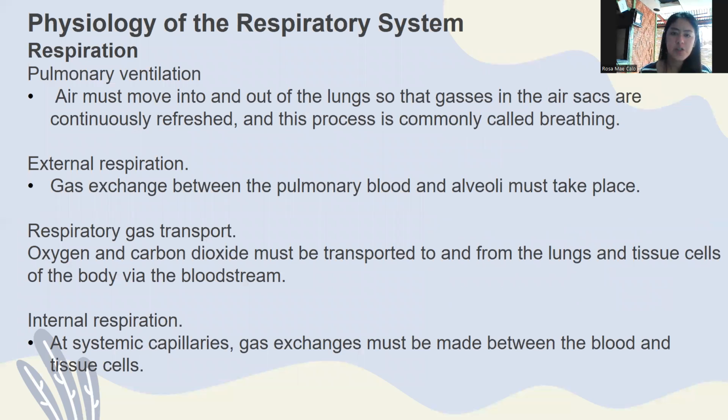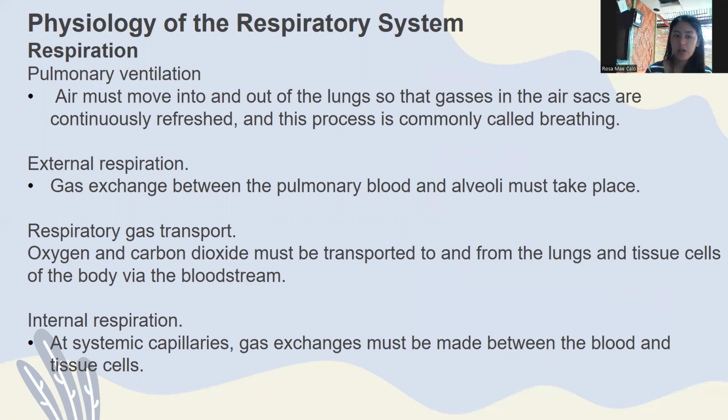The physiology of the respiratory system. The major function of the respiratory system is to supply the blood with oxygen and to dispose of carbon dioxide. To do this, at least four distinct events, collectively called respiration, must occur. First, pulmonary ventilation, in which air moves into and out of the lungs so that the gases in the air sacs are continually refreshed. This process is called breathing.